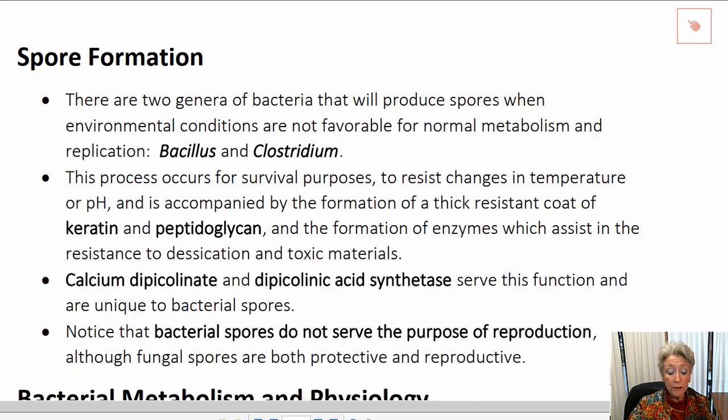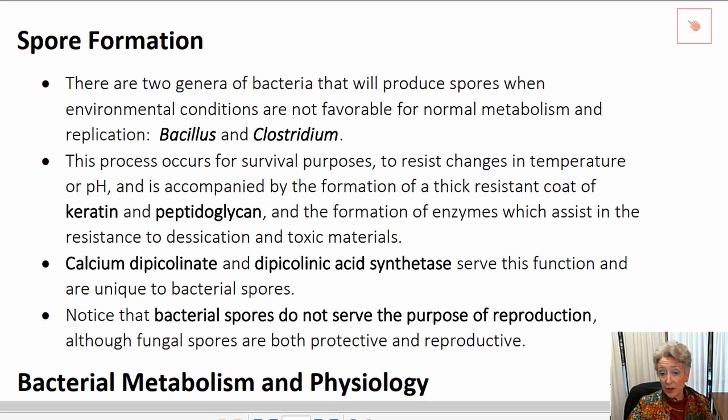Okay? Now, some bacteria, there are 2 genera in fact, who will utilize the production of spores to protect themselves when something is unpleasant in their environment. And they are Bacillus and Clostridium.